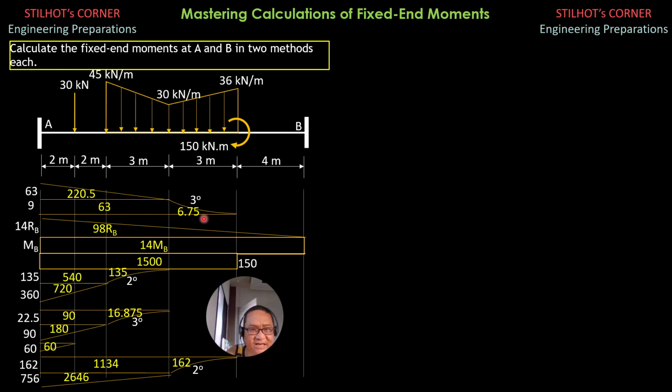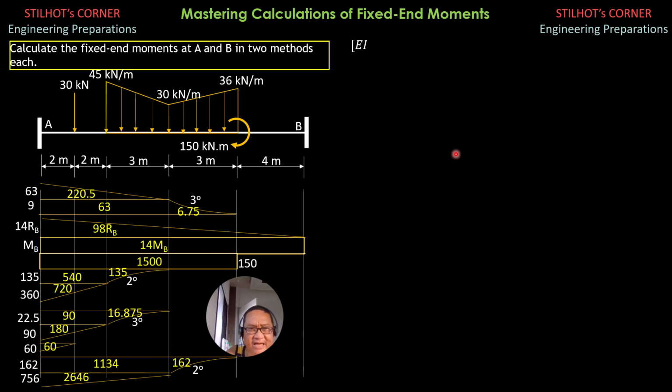For instance, for this area here, this is 1/4 because this is third degree, 1/4 of 3 times 9, and that's 6.75. As an additional example, this is second degree, 1/3 of 3 times 162 is also 162. Then for this triangular area, 1/2 of 7 meters by 756 is 2646. For the rest of the areas, you have to verify it.